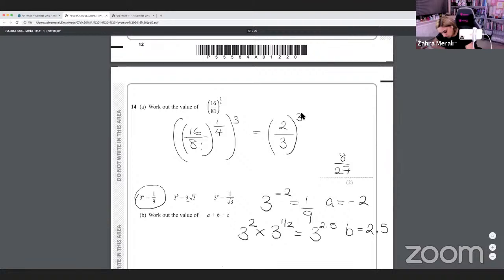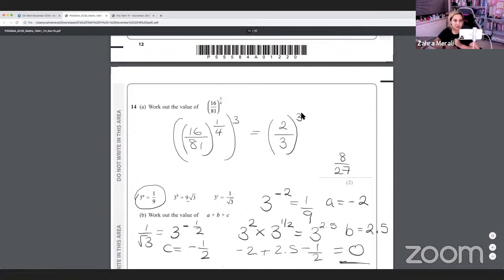Right, here it's on the bottom. So 1 over root 3. So I'm going to do 3 to the minus. Root is a half, so a half. So C is -1/2. And I want A plus B plus C. So when I add them all up, I've mixed up decimals and fractions, but it doesn't really matter. I get 0. And so my answer is 0.